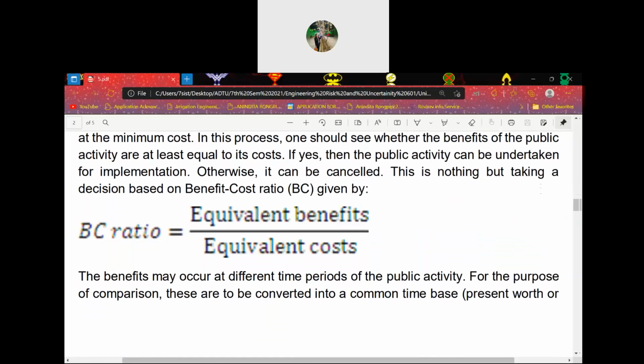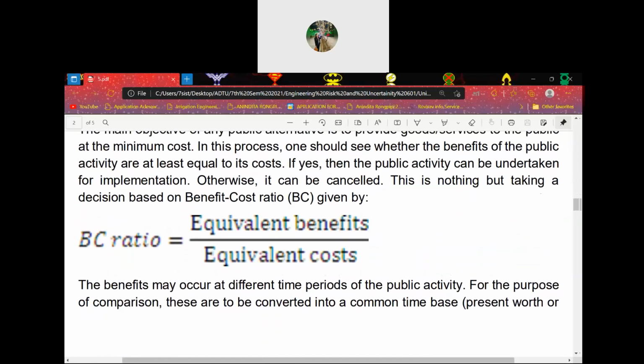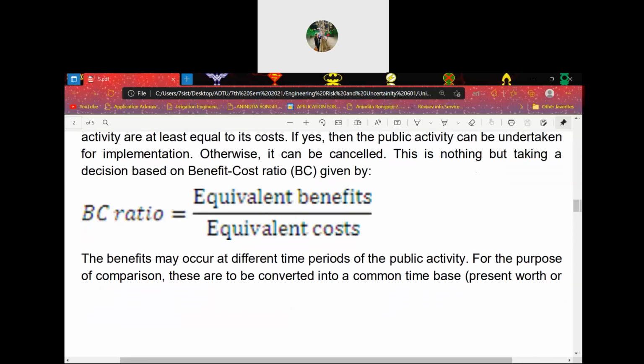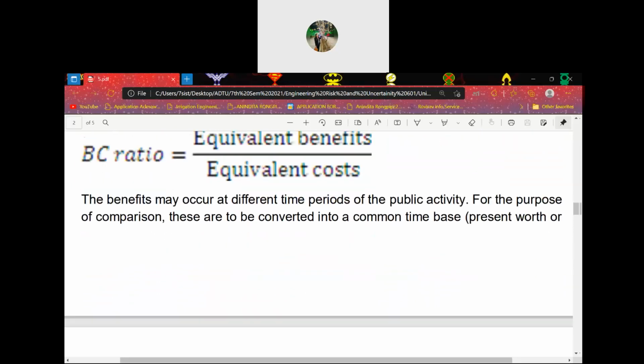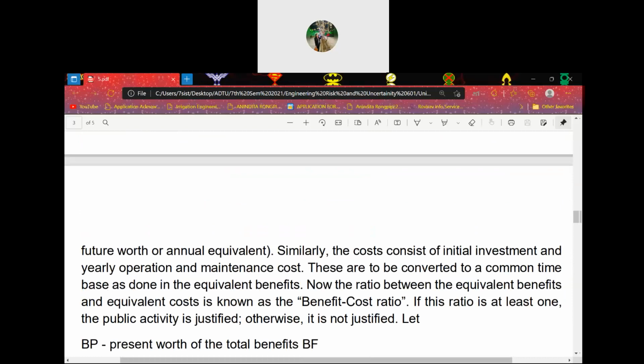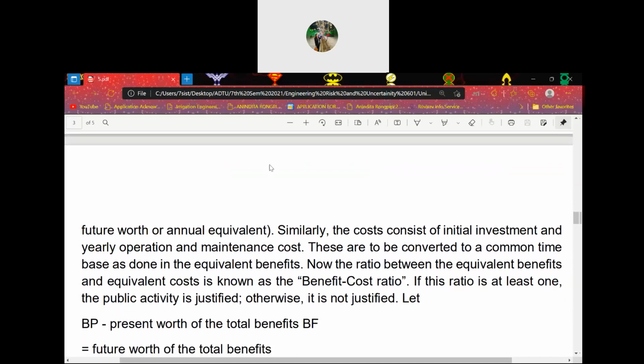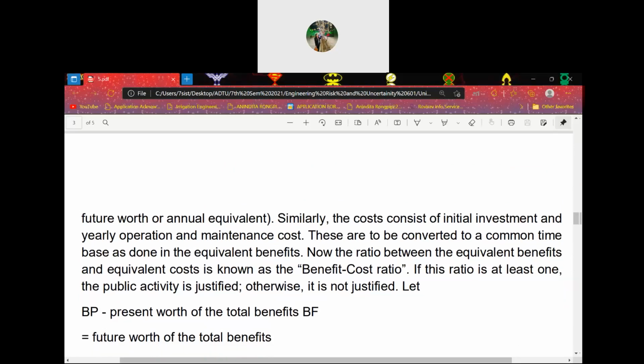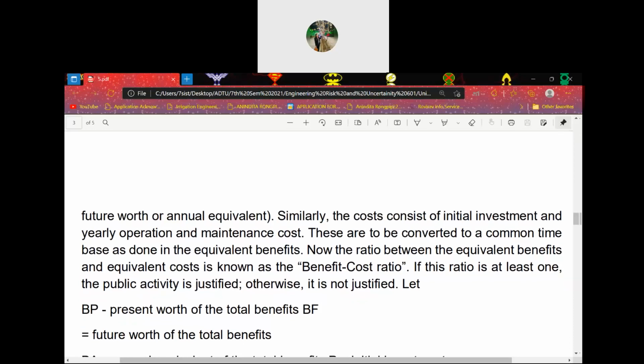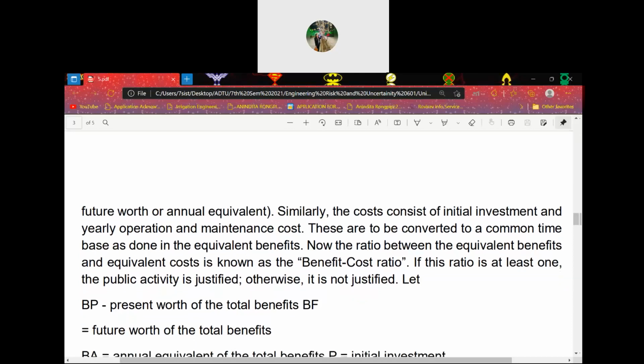These benefits may occur at different time periods of the public activity, and for the purpose of comparison, these are to be converted into a common time base: present worth, future worth or annual equivalent. Similarly, the cost consists of initial investment and yearly operation and maintenance costs. These are to be converted to a common time base as done for the equivalent benefits. The ratio between the equivalent benefits and equivalent costs is known as the benefit cost ratio, and if this ratio is at least 1, the public activity is justified, otherwise it is not justified.